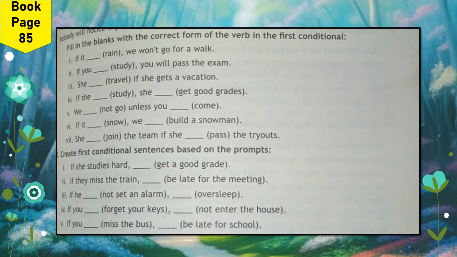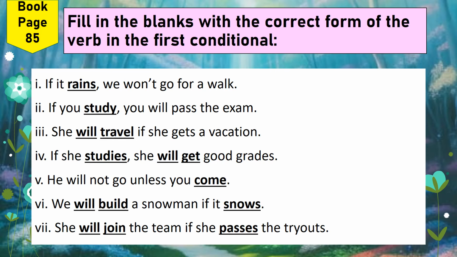Now let's move on to the next activity of page 85, and that's about the first conditional sentences. These sentences are used to talk about possible future situations and their results. These sentences show us that if one thing happens, then another thing will follow. Practice making your own first conditional sentences to become more confident in using them. Let's now take a look at the first conditional sentences exercise. Here are the completed answers.